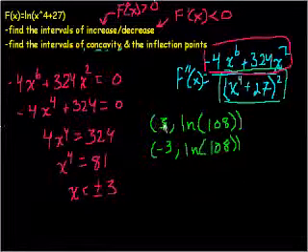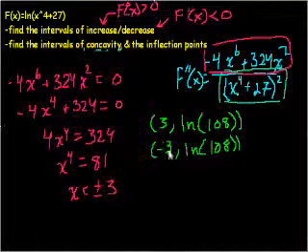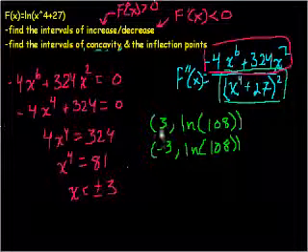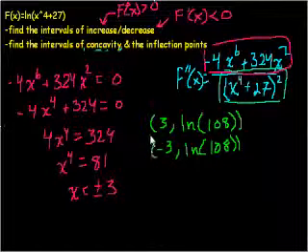So between these points, we must be one type of concavity, and then after these points, we must switch. So let's figure out what type of concavity we are between these points.